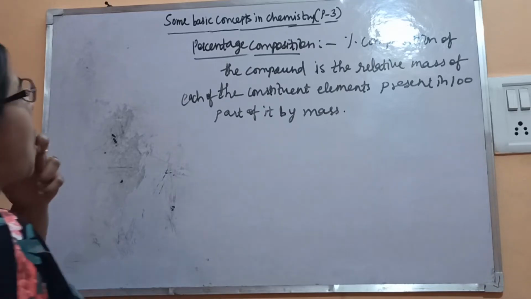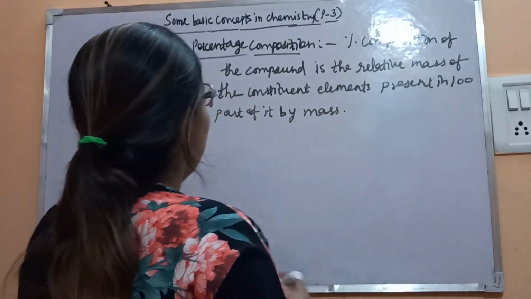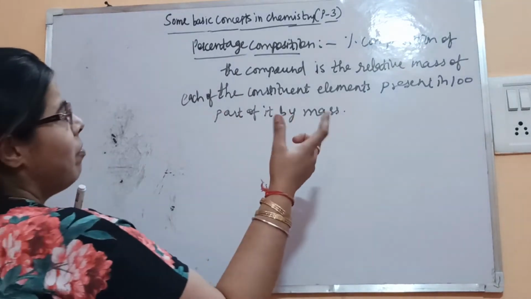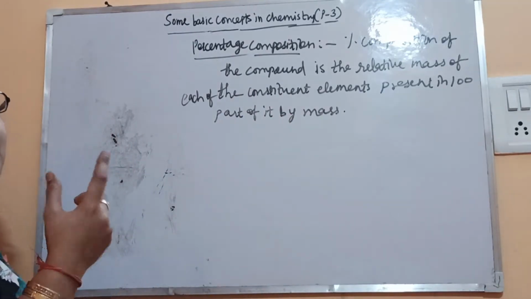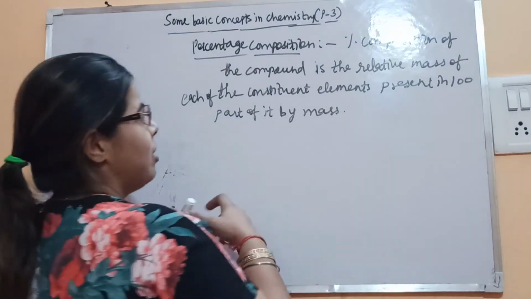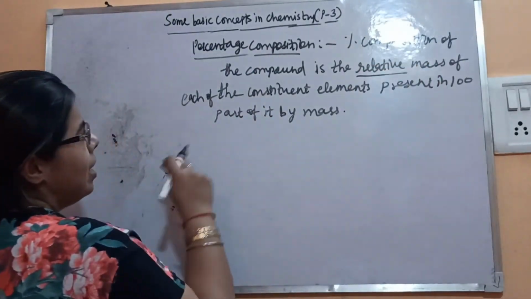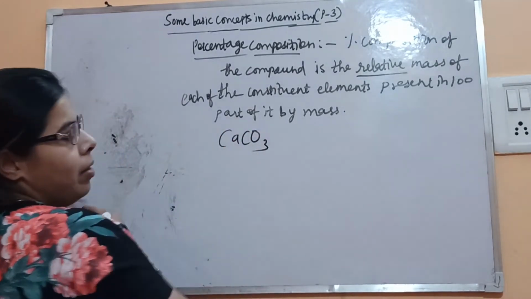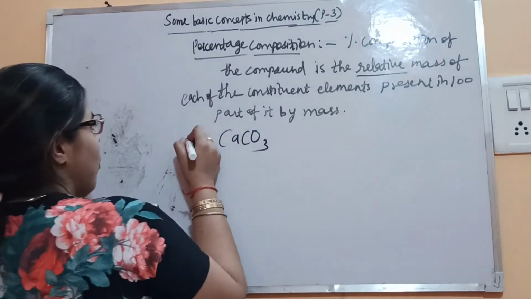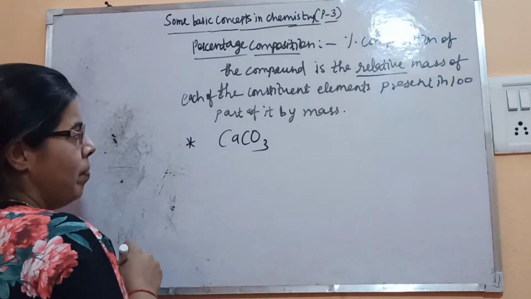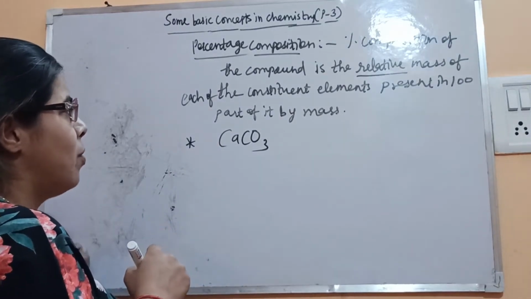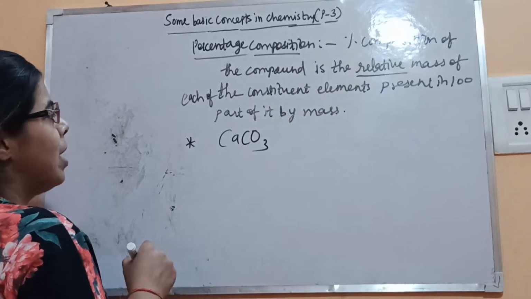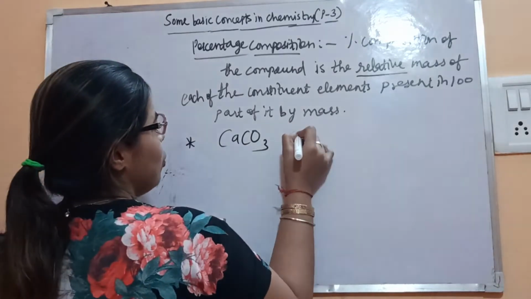Okay, now what's the meaning of this? 100 parts of it by mass. So for this what is required? Molecular mass is required. If we see the formula, it's a relative mass. Why relative mass? Because we will be comparing with its molecular mass. That's why it's the relative mass of the constituent element. For example, let's consider calcium carbonate. Now you have to find out the mass of calcium, mass of carbon and mass of oxygen, because these are the constituting elements it is made up of.